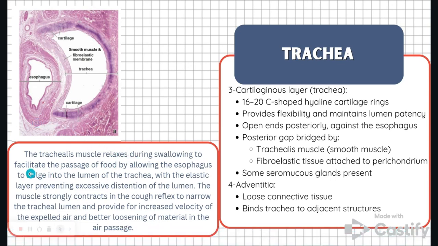relaxes during swallowing to facilitate the passage of food by allowing the esophagus to bulge into the lumen of the trachea. Basically, the point is that there's no cartilage in the back, so the trachealis muscle is going to relax when you're swallowing, and it's going to help push the food down. It's going to let the esophagus bulge into the lumen. Here you see the esophagus is going to bulge a little bit to cause this, so that way you can swallow your food. Okay? And that adventitia, as we said, is a loose connective tissue, binds the trachea to adjacent structures.